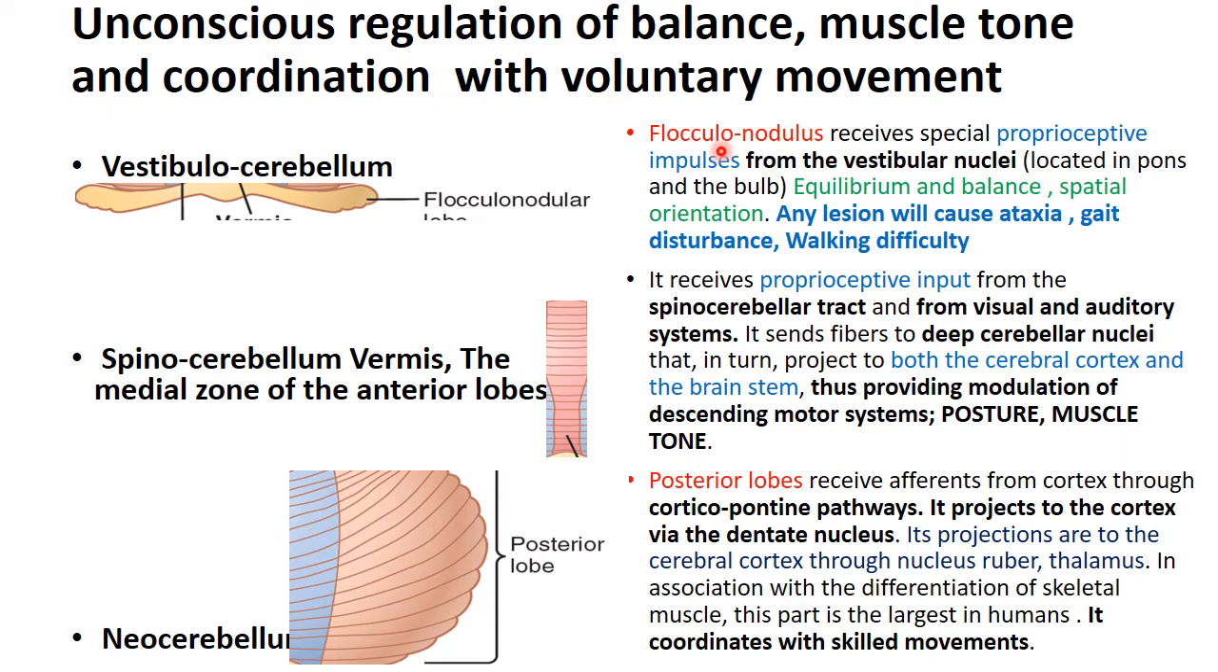The flocculonodulus receives proprioceptive impulses from the vestibular nuclei, and its function is equilibrium, balance, and spatial orientation. So a lesion of this part will cause ataxia, gait disturbance, and walking difficulty. You can say this is ataxia at an unconscious level. Whether eyes are closed or open, the person cannot walk properly.